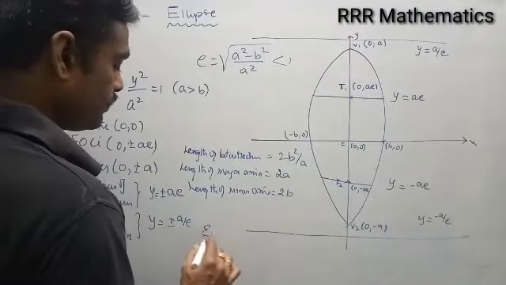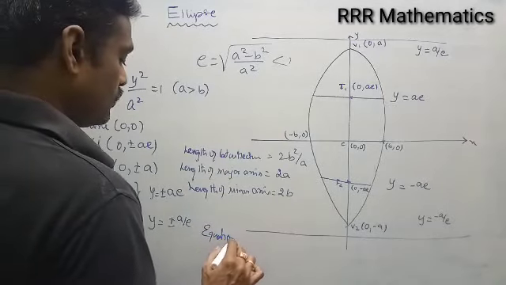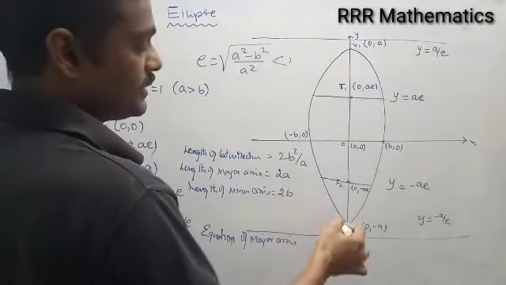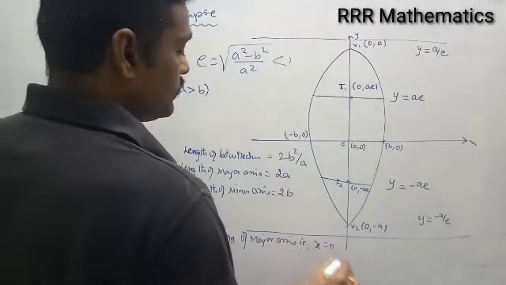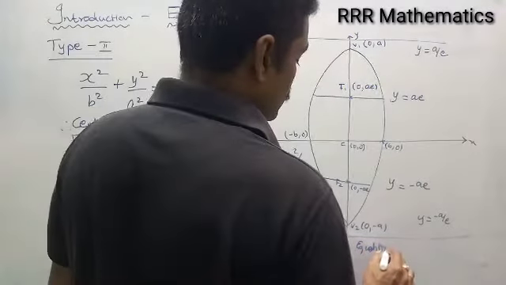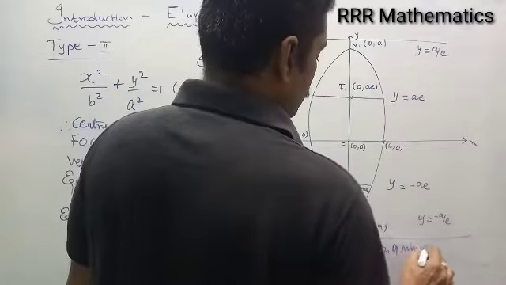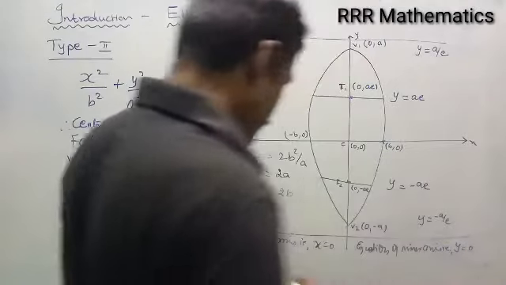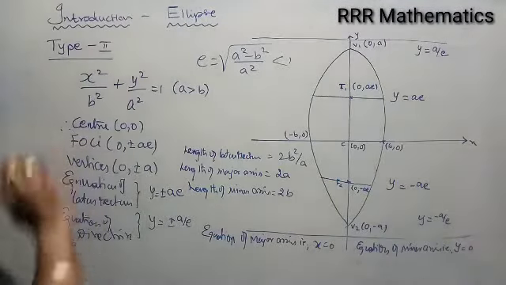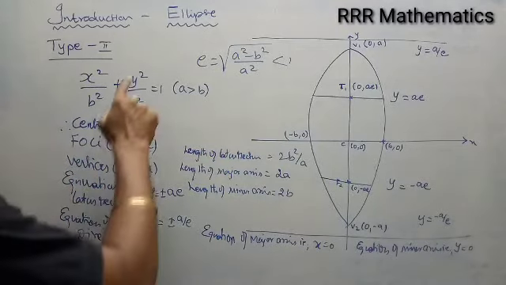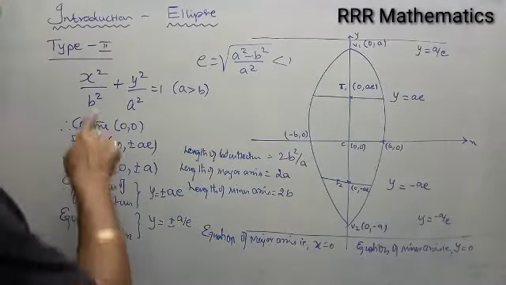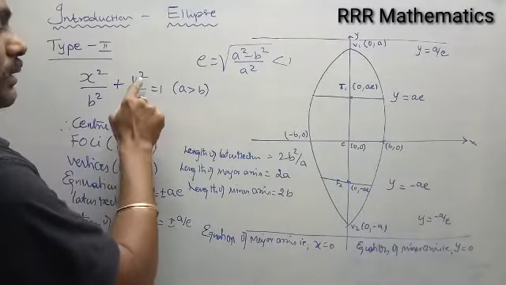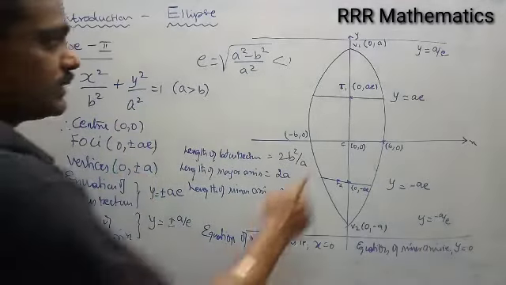Equation of major axis. Your major axis is y axis, that is x equal to 0. Equation of minor axis, x axis, that is y will be 0. Very simple. This is a standard equation which is nothing but x square by b square plus y square by a square equal to 1. Always see the denominator value which has more, that is denoted by a square. Okay, in this case it appears in the denominator of y square, therefore the major axis is y axis.